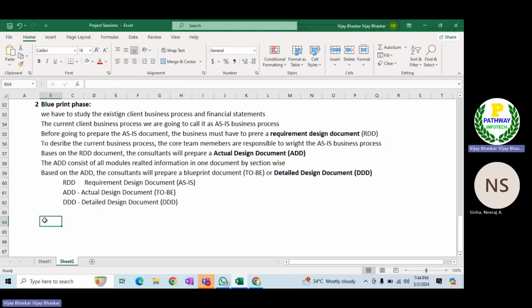Now we understood that the core team members are responsible for filling the RDD document. Now the ADD document is the actual design document. This is how we are going to design the system. It looks similar to a blueprint. But the DDD document is again more detailed. The entire process flow will be designed, with a detailed explanation in the DDD document, the detailed design document.